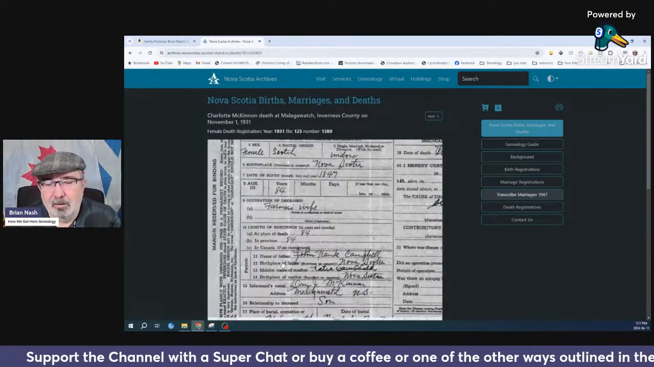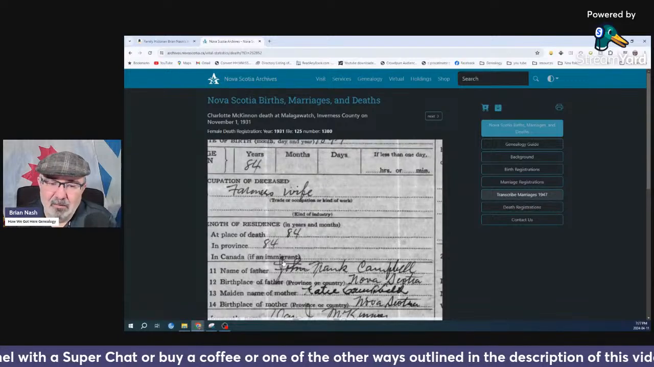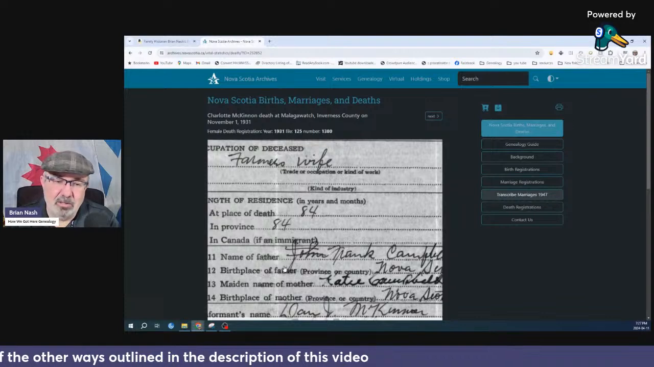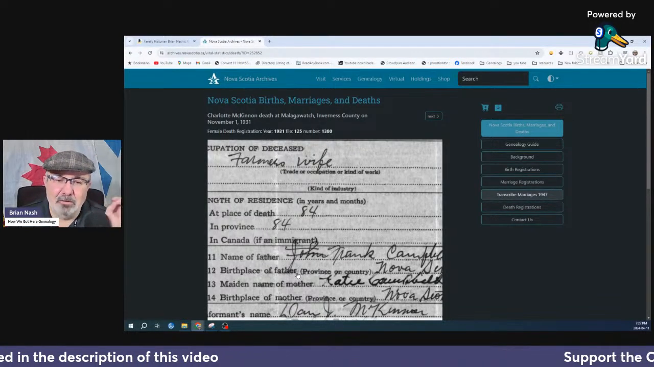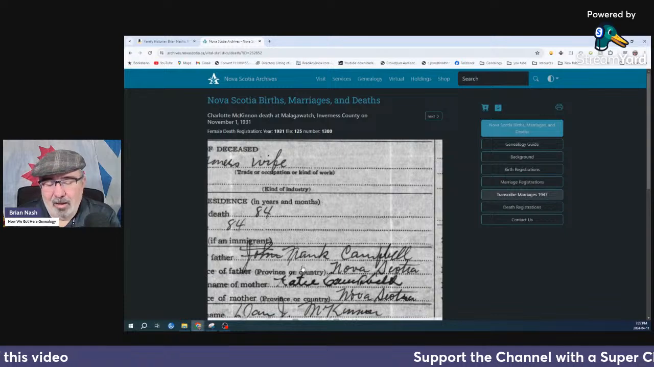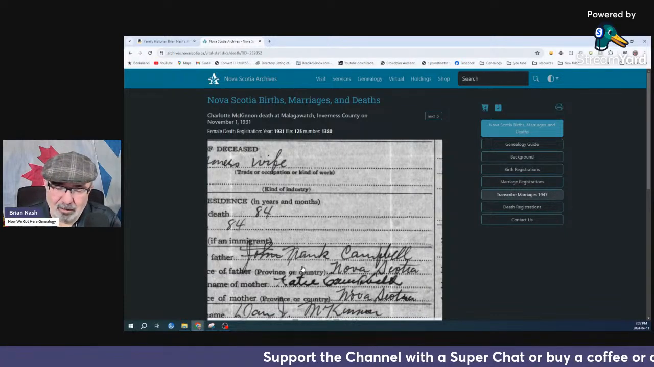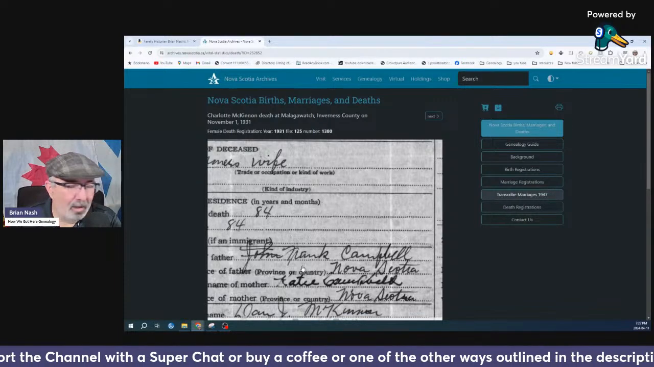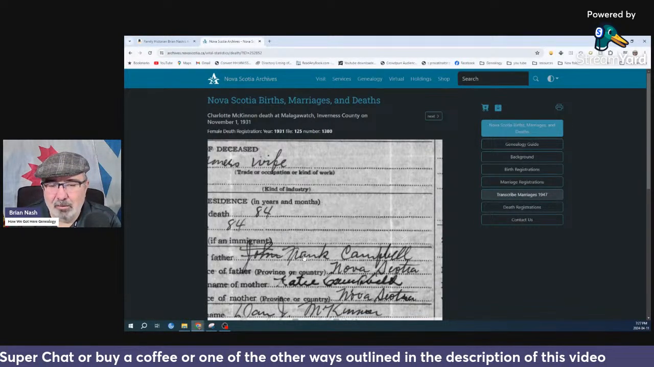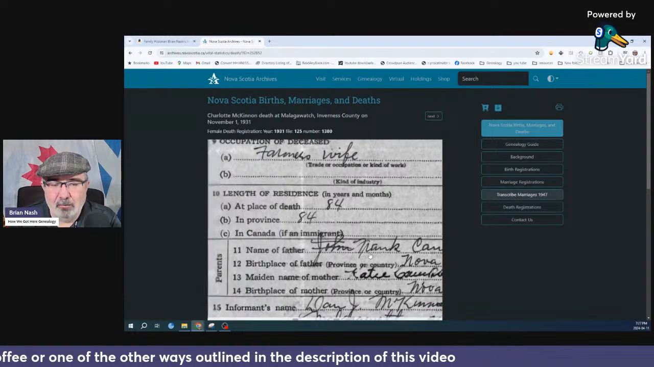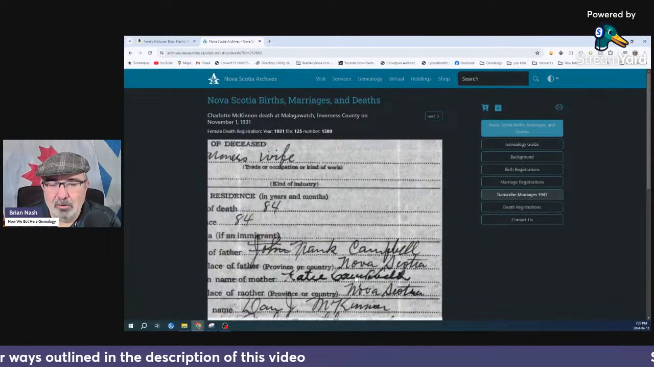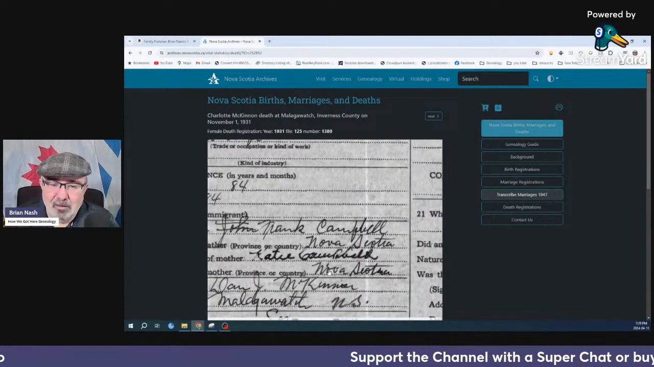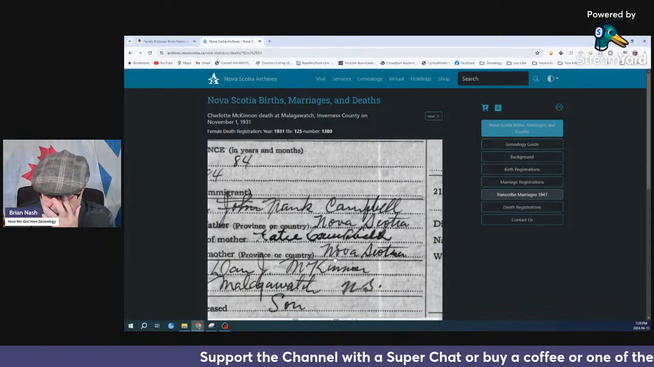Now this is really interesting. Again, if you noticed in the marriage, it had her father's name as Farquhar. As you can imagine, even in the early 20th century, you probably weren't going around being called Farquhar. So I can see quickly that her father's name was Frank. Now it says the birthplace of her father was Nova Scotia. It has her mother there as Katie Campbell, born in Nova Scotia.